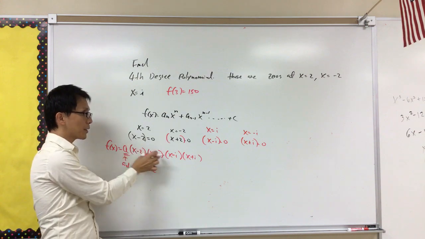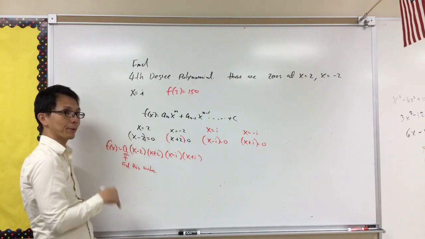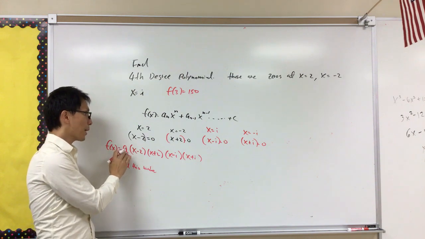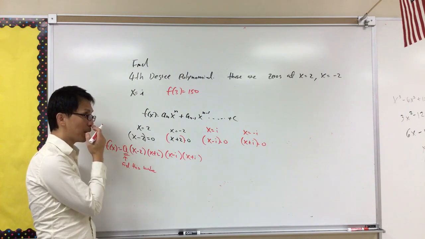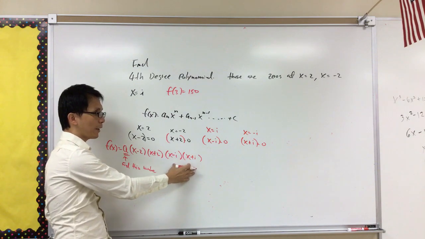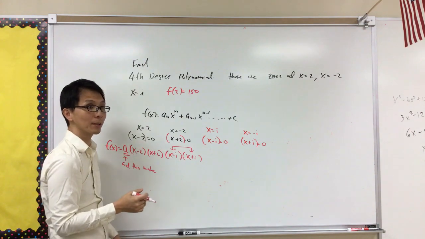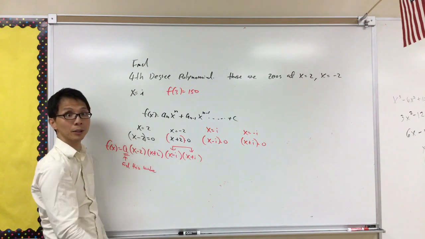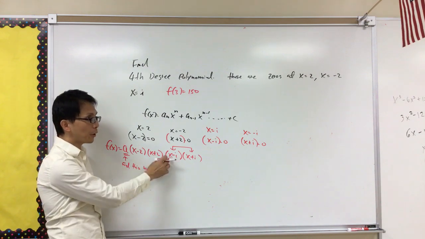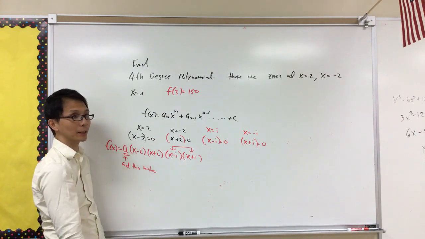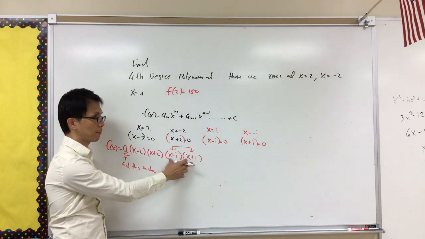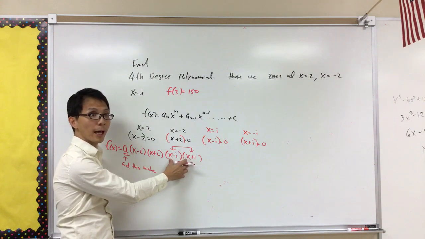So we have all the zeros, and we changed all the zeros to factors. Then we have an a value we don't know, but this part is what I'm interested in, because we can actually FOIL x minus i and x plus i together. If I FOIL x minus i and x plus i together, what am I going to get? X squared minus i squared.